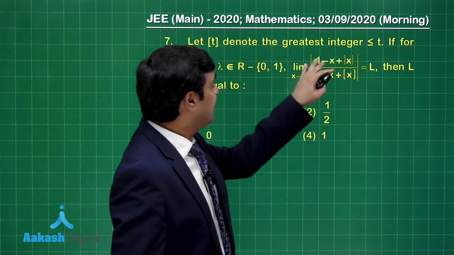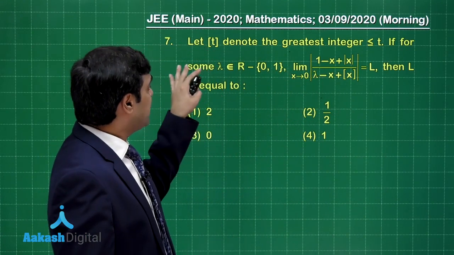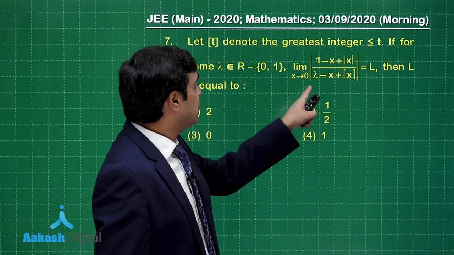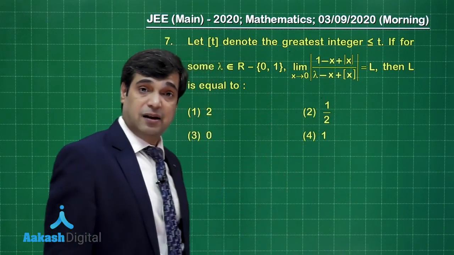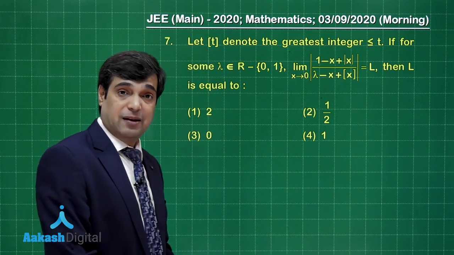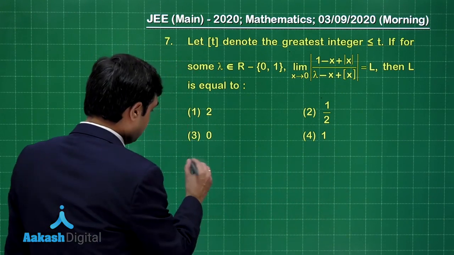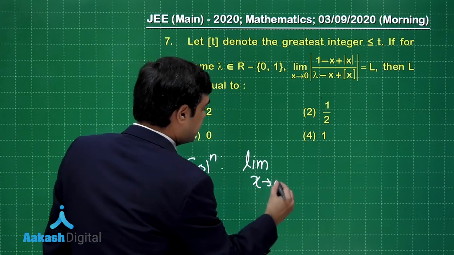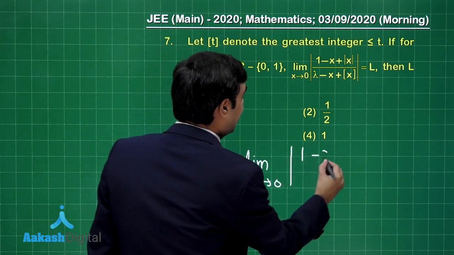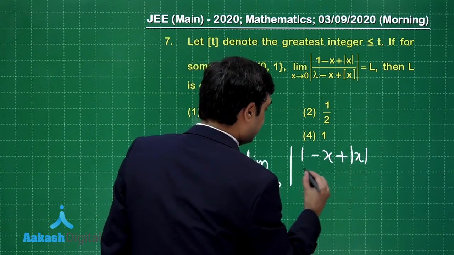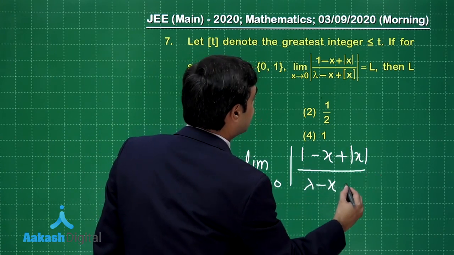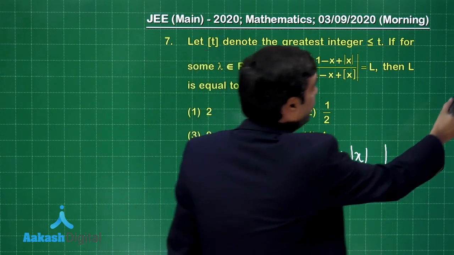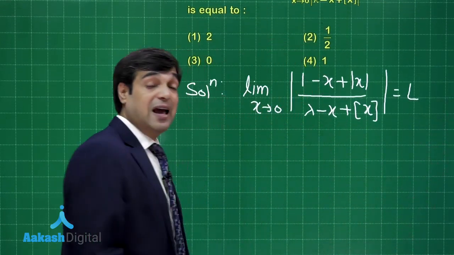Let [.] denote the greatest integer function, obviously it is. So the question is talking about lambda, an unknown term involved, and it is saying limit x approaching to 0, mod of this term is L. Then find this limiting value L. Let's try this question. Limit x approaching to 0, mod of 1 minus x plus mod x upon lambda minus x plus greatest integer of x is equal to L. Now clearly we can see that we need to go for LHL and RHL.